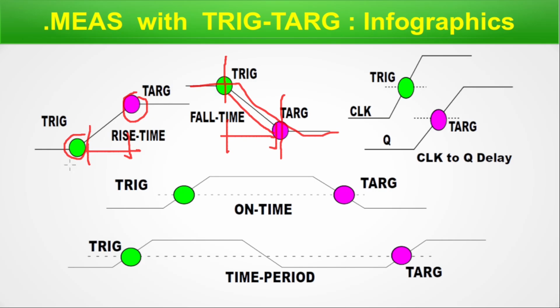And in case you are doing this trigger and target, and the waveform is flat, what will happen? The measurement value will be corrupted. You have to keep that in mind. We have talked about this in the SPICE troubleshooting episode.